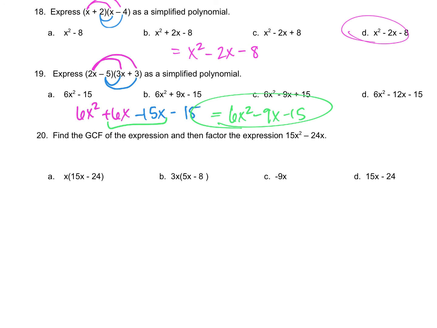The last one on this page, number 20, is factoring out the GCF. So that's the greatest common factor. I notice these are both divisible by 3, and they both have an x, so I'm taking an x out. So that gives me a 3x, and then when I divide, 15 divided by 3 gives me a 5, and x squared divided by x, that's like 2 x's, so I cancel out 1 and I still have an x. 24 divided by 3 gives me an 8, and these x's cancel, so that is letter choice B.